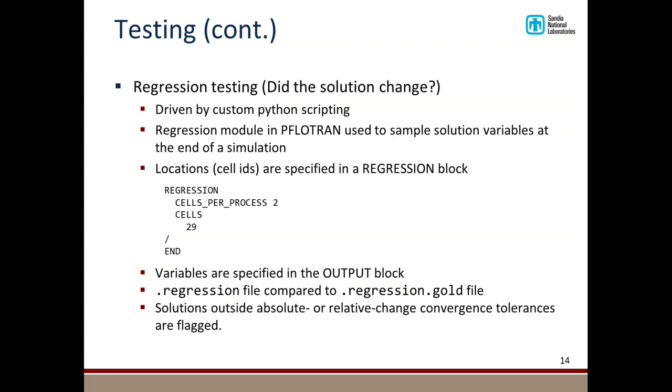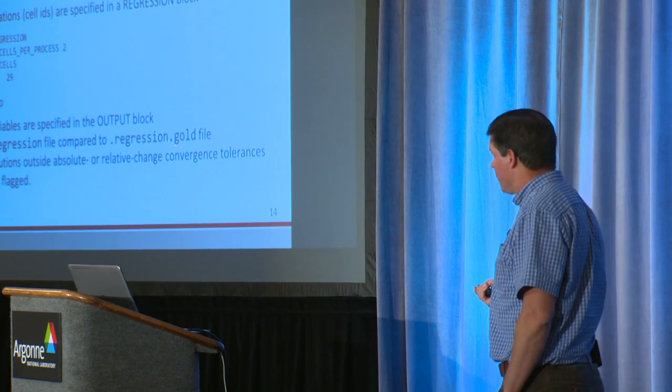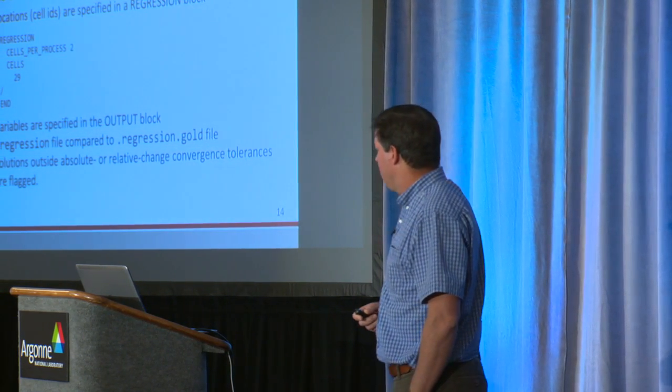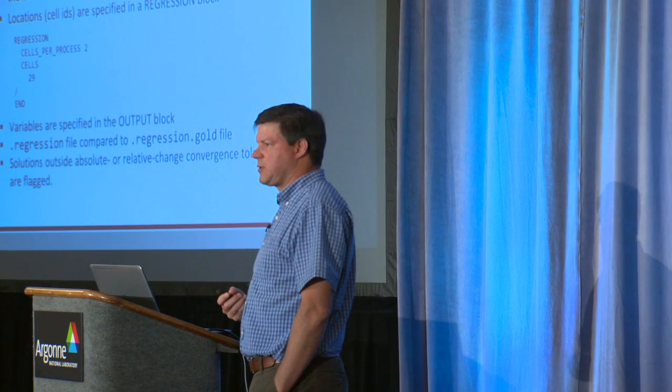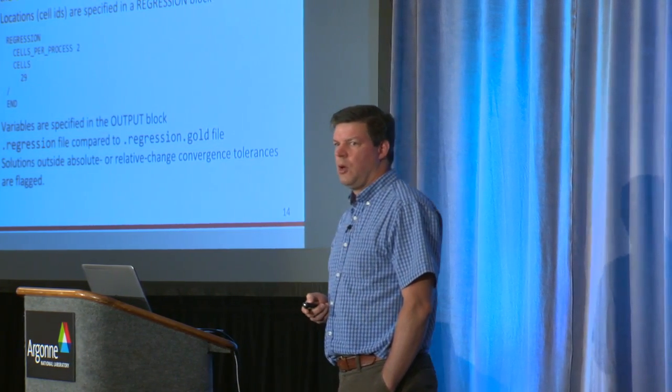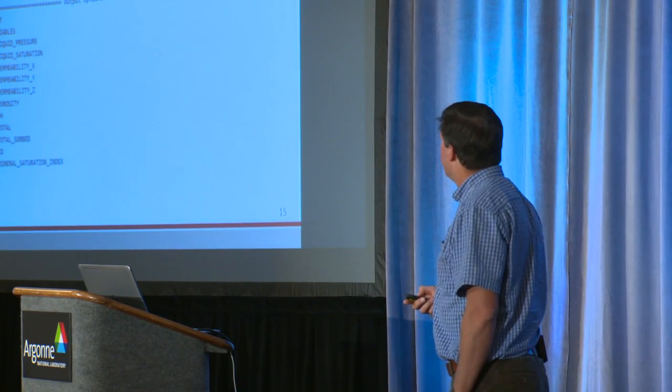We have a regression module in PFLOTRAN where we can sample the solution variables at the end of a simulation. You provide a block in the input file where the cells that you want to be sampled, and then we spit that data out to a file. We compare the .regression file with the gold version, and then we have a way of checking convergence based on tolerances, whether they be absolute or relative.